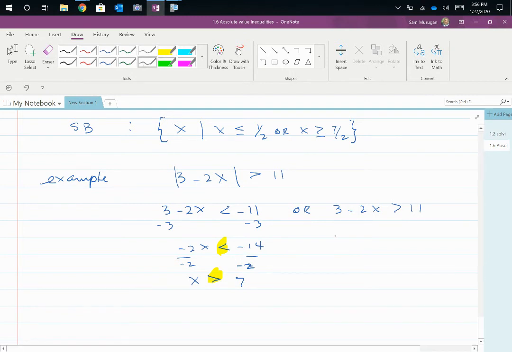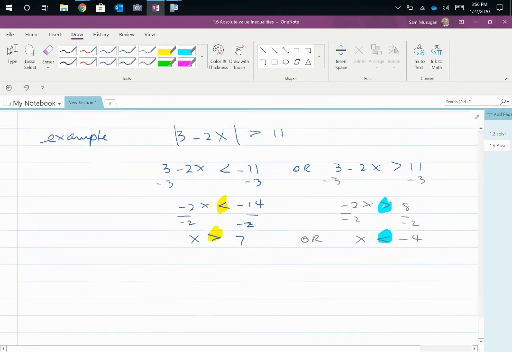And following the process here, I would take away 3 from both sides. I have negative 2x is greater than 8. So dividing by negative 2 gives x is less than negative 4. Okay, notice again that the inequality was flipped because I divided by a negative number.